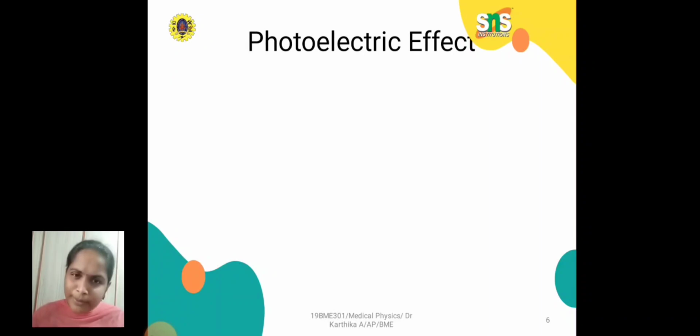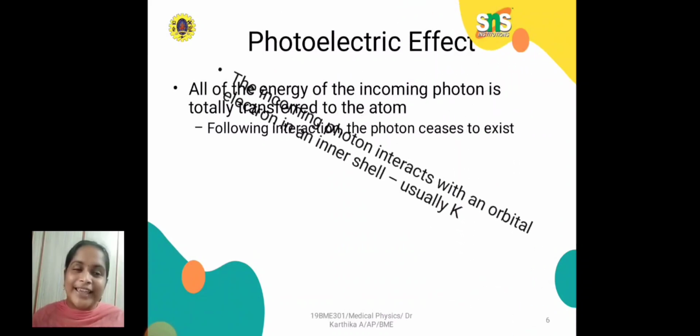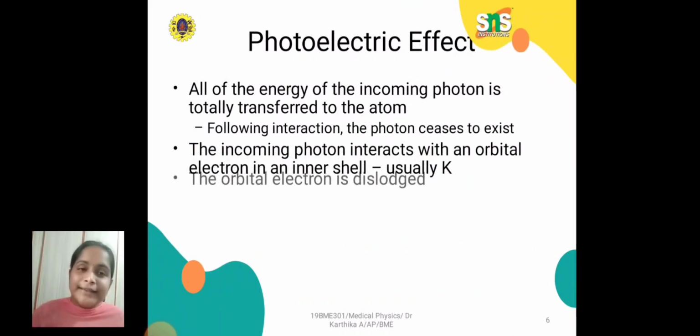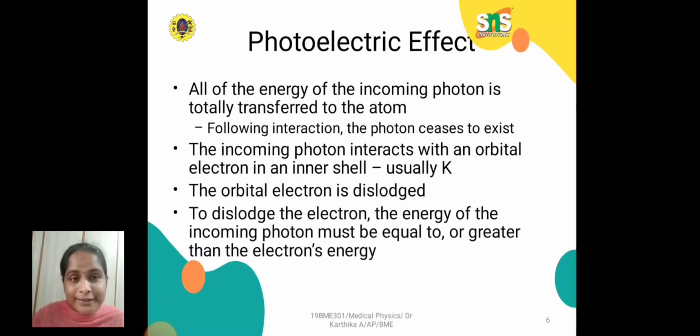What do you mean by the photoelectric effect? Do you have any idea about it? Here is the answer. Here, all of the energy of the incoming photon is totally transferred to the atom, and following the interaction, the photon ceases to exist. The incoming photon interacts with an orbital electron in an inner shell, usually represented as the K shell. The orbital electron is dislodged. To dislodge this electron, the energy of the incoming photon must be equal to or greater than the electron's binding energy.